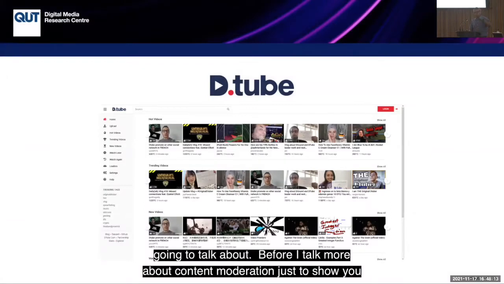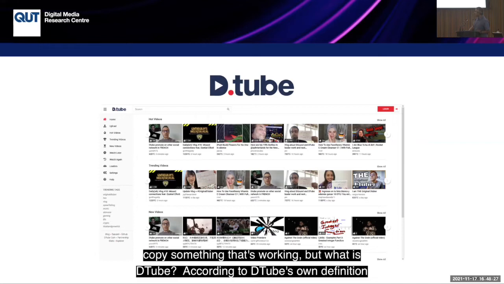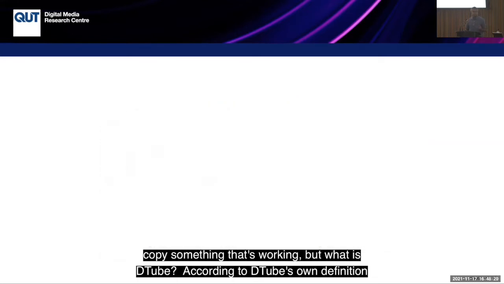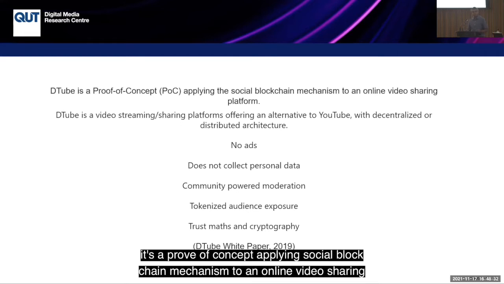Before I talk more about content moderation, just to show you what DTube is, this is what DTube looks like. It might look familiar because DTube are very openly saying that they have copied YouTube's interface because that's working, and why not copy something that's working. But what is DTube? According to DTube's own definition, it's a proof of concept applying social blockchain mechanism to an online video sharing platform. It's about creating an alternative to YouTube based on decentralized distributed architecture. Again, a lot of jargon, but I can talk about a few of them as I go.